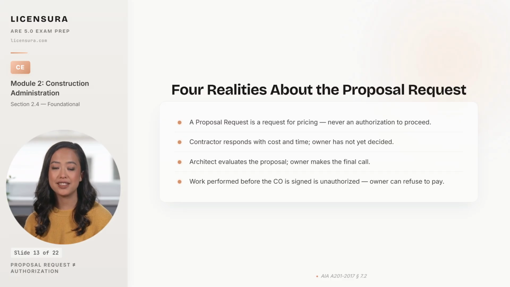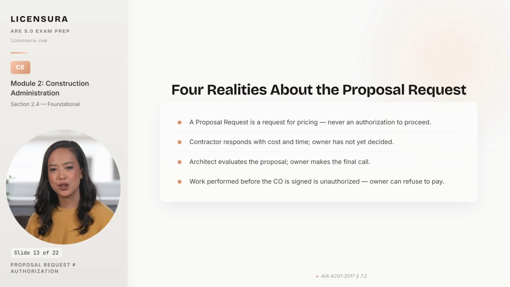The proposal request is the step contractors most often misread, and the misread is exactly the grounds the owner needs to refuse payment for unauthorized work. A proposal request is a request for pricing, nothing more. It is the architect saying, "Here's a change we are considering. Tell us what it would cost and how it would affect the schedule." The contractor responds with cost and time, but the response is itself a proposal, not authorization to proceed. The architect evaluates the proposal for reasonableness, but the architect cannot authorize the change either.